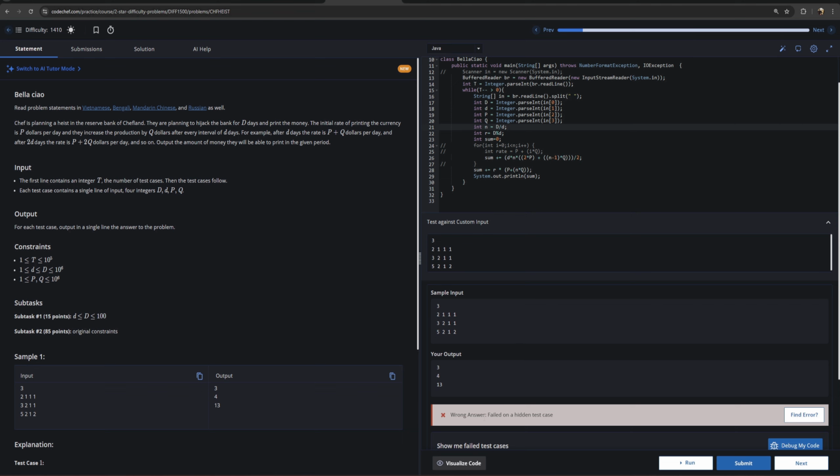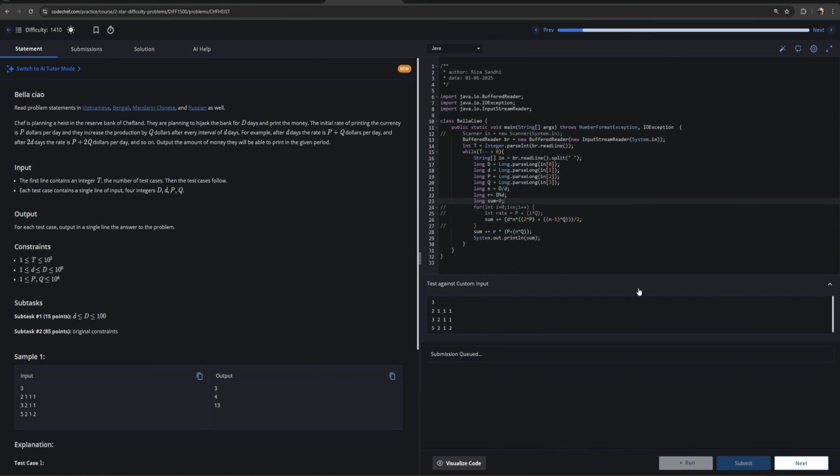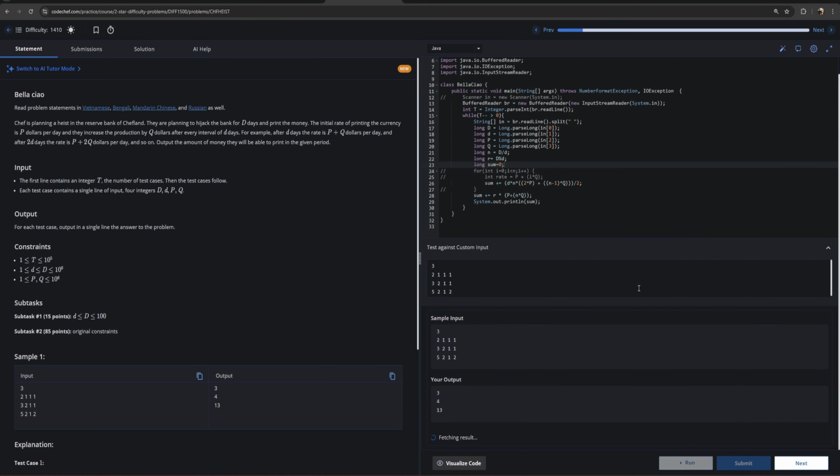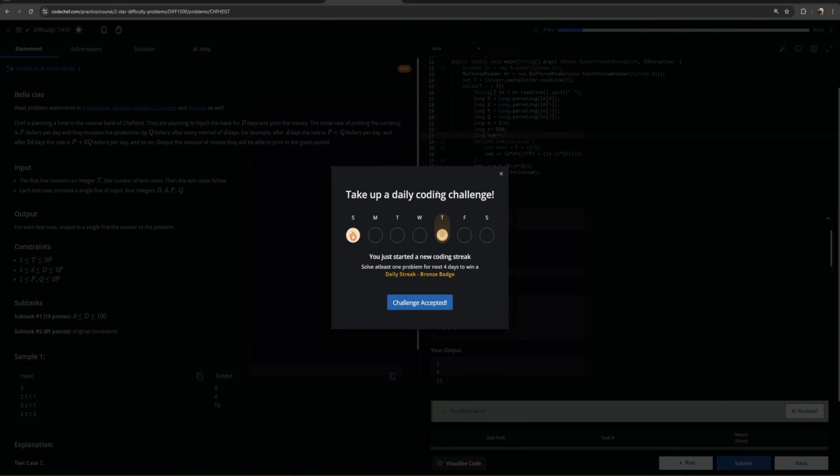So I'm getting wrong answer. I checked the formula again and it should work. So I think it's because we are using int. Let's try with long. All right, let's submit again. And it worked. So the problem was with scanner and not with the for loop. So maybe it could have worked with the for loop as well. I will have to try that later on my own.